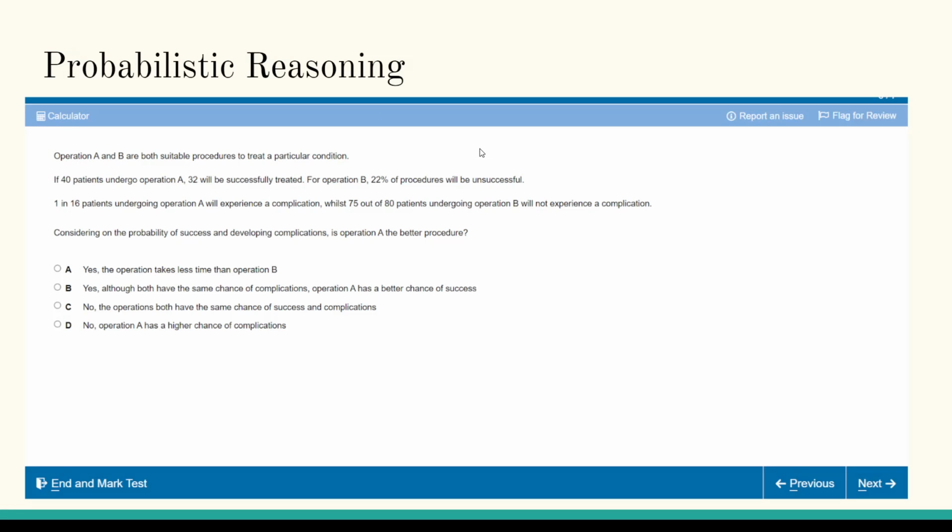This is another decision-making question called probabilistic reasoning. You can pause here to go through that question yourself and have your own answer ready.